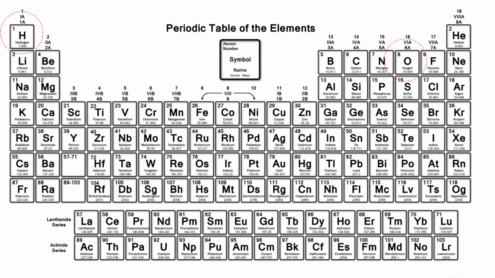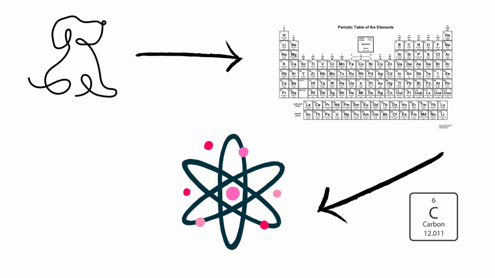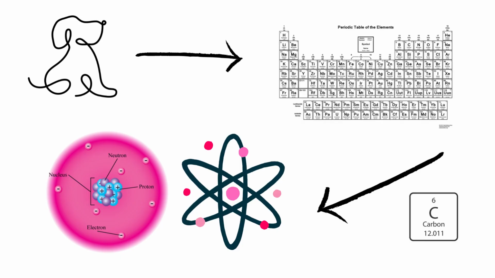To recap, here's an example. You have a dog. Dogs are matter and are made of elements like carbon. Carbon is made of one specific kind of atom. The structure of that atom is called the atomic structure. Now that we know atoms are the building blocks of matter and that they make up elements, let's take a closer look inside an atom. This is what we call the atomic structure.